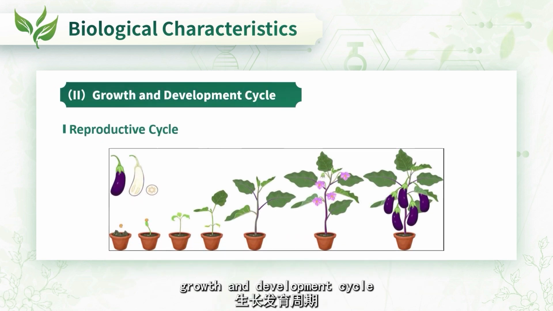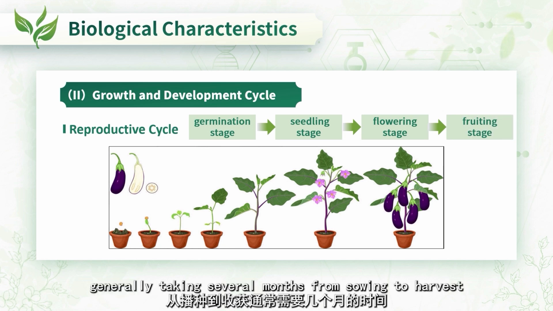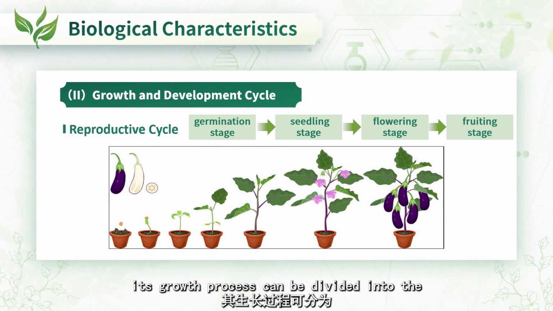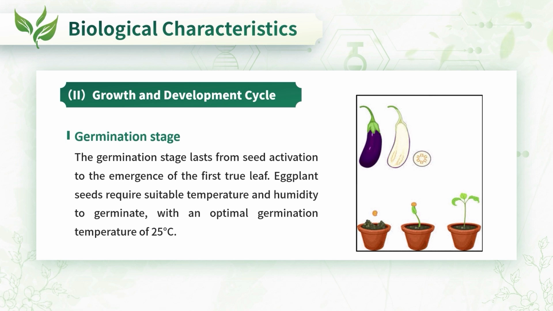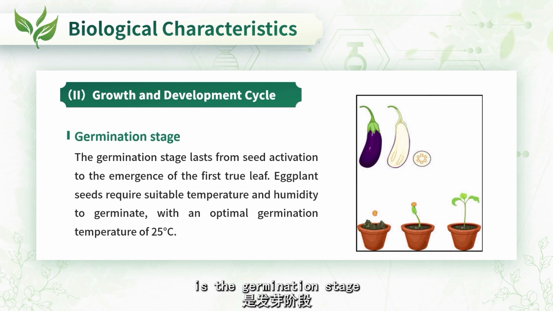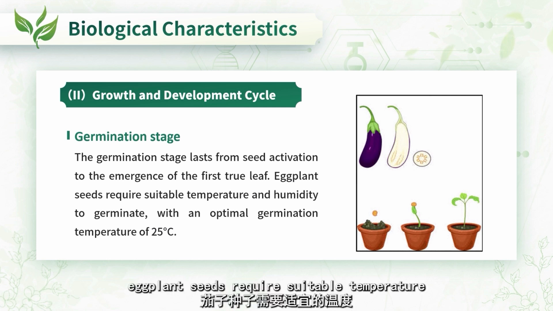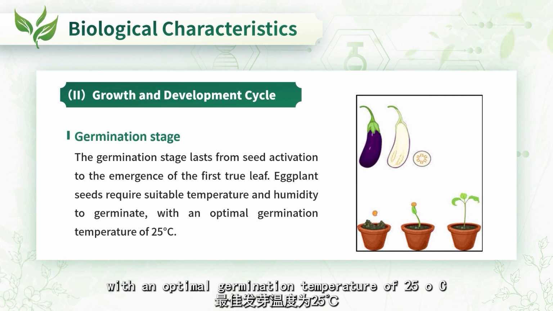Growth and development cycle. The growth cycle of eggplants is relatively long, generally taking several months from sowing to harvest. Its growth process can be divided into the germination stage, seedling stage, flowering stage, and fruiting stage. Germination stage. From seed germination to the emergence of the first true leaf is the germination stage. Eggplant seeds require suitable temperature and humidity to germinate, with an optimal germination temperature of 25 degrees C.